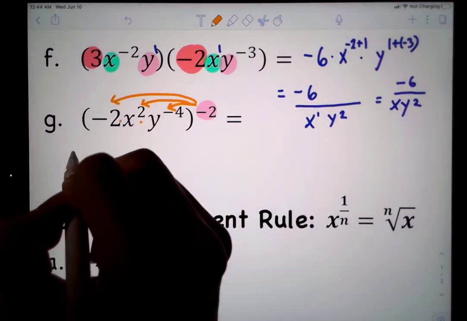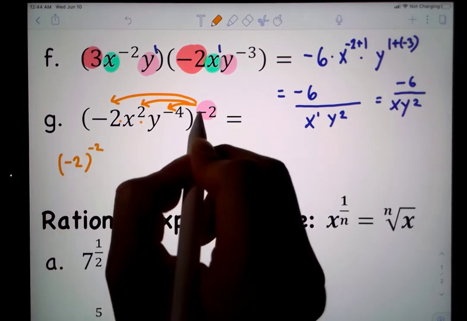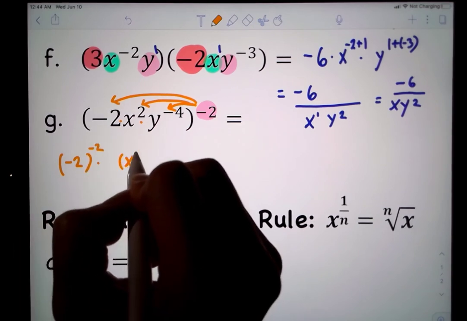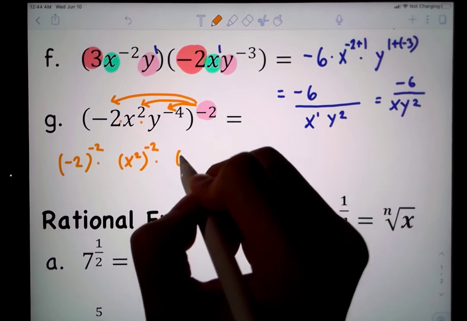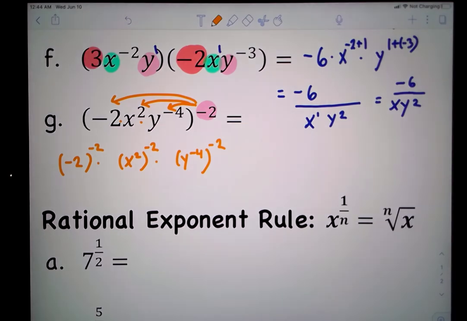So let me rewrite it. So negative 2 to the negative 2 power. So I did the first one and my second one, x squared to the negative 2, right? And y to the negative 4 to the negative 2, like this. And let's simplify this one.